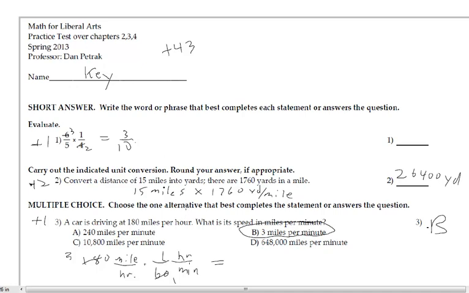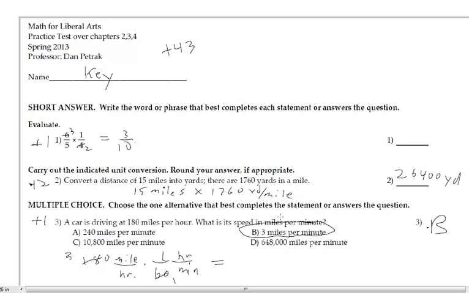On 2, convert 15 miles into yards, and it tells you there's 1,760 yards. So it's nice to see this work here. If you didn't have the work, I couldn't give you credit, and if you got it wrong, you'd lose both points. But if you showed some work, I could see some correct thinking. So just take 15 miles times 1,760 yards per mile. The miles cancel. You get 26,400 yards.